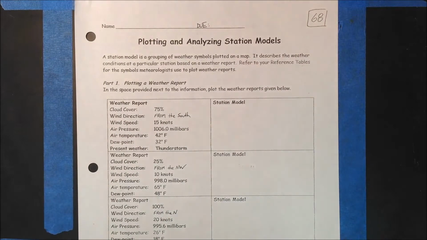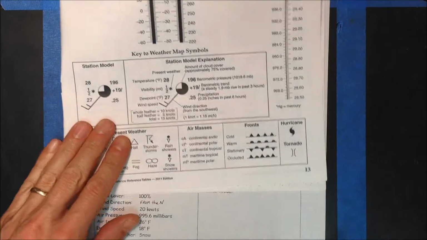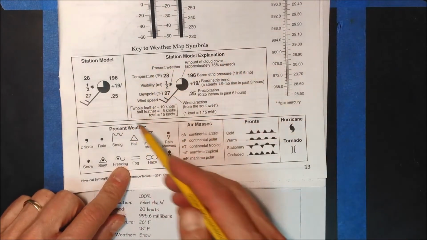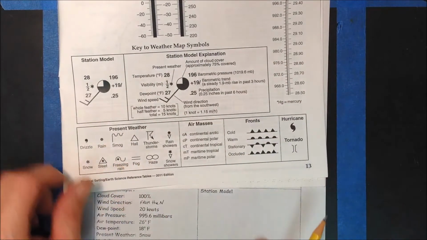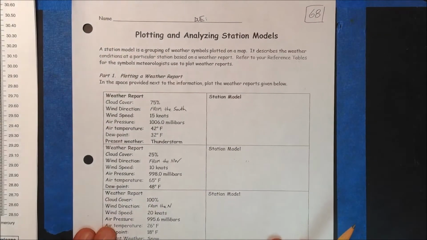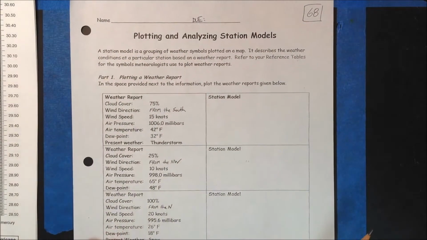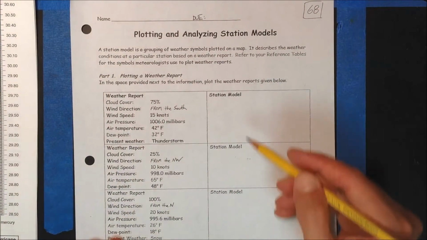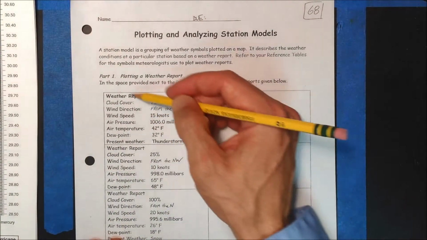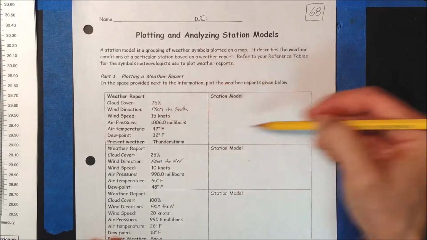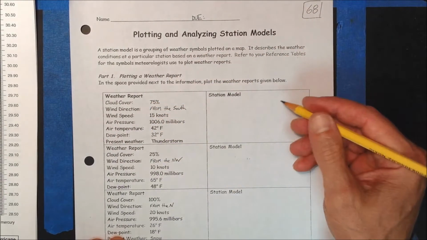Here we go. Station model. You absolutely need page 13 of the reference table, page 13. This is going to help you with all of this. Absolutely need it. So what you're going to do is, in this area, create a station model for this data. Only the data here will go on a station model. If it's not listed here, you don't write it on.